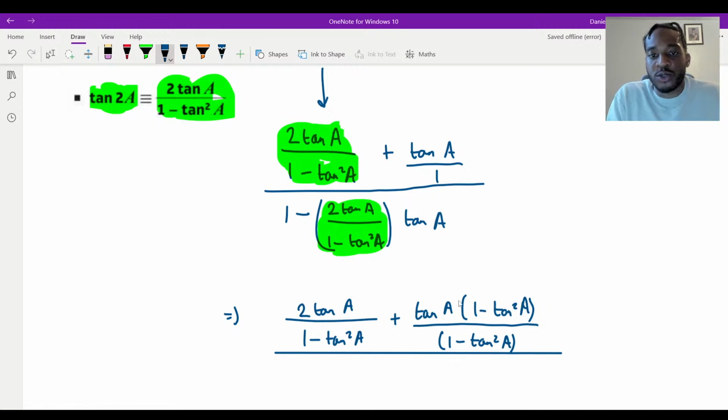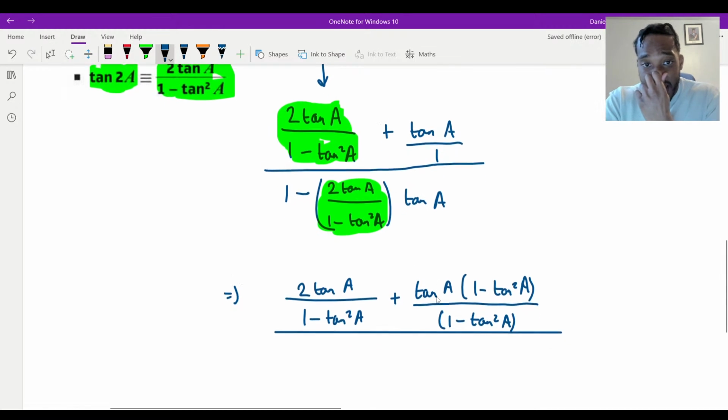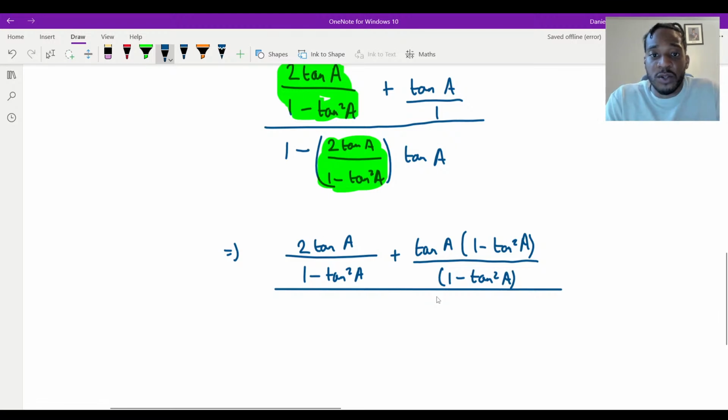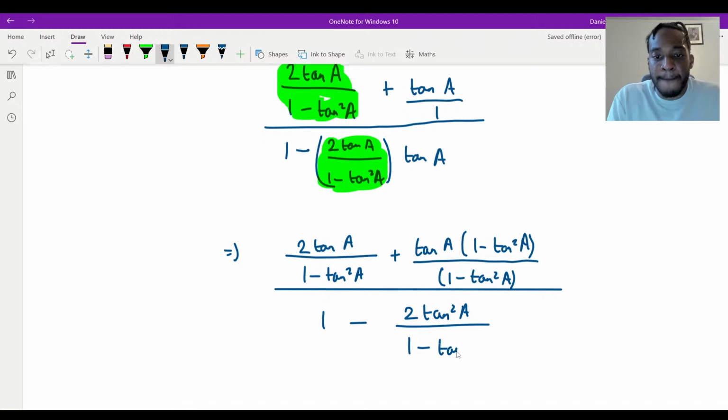And as you can see, those will cancel, you get the same thing. So these are equivalent, right? And then you're just going to do the same on the bottom. So the bottom is going to be 1 minus, and if I expand it, that's going to be 2 tan squared A over 1 minus tan squared A, like that. So I get that there.